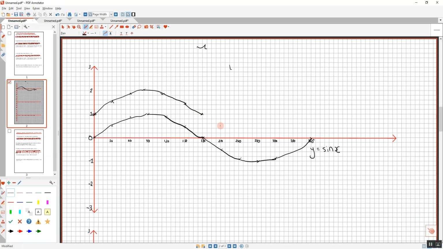So 0.13, Eliza, is going to be, now what does each one of these little squares represent? 0.2. Okay, so 0.1 is going to be halfway in between 0 and 0.2. So 0.13 roughly is going to be in there, okay?